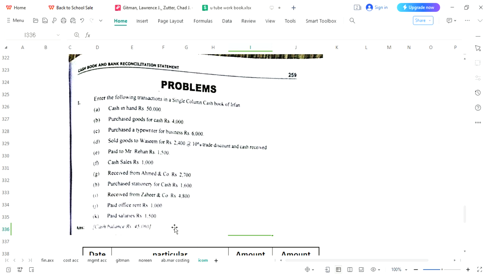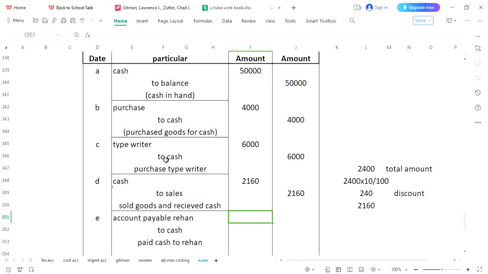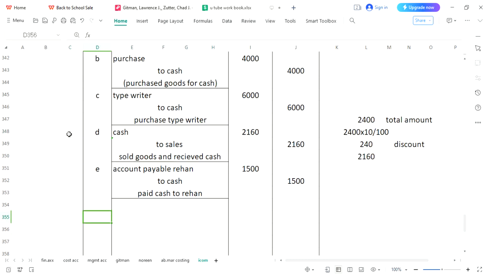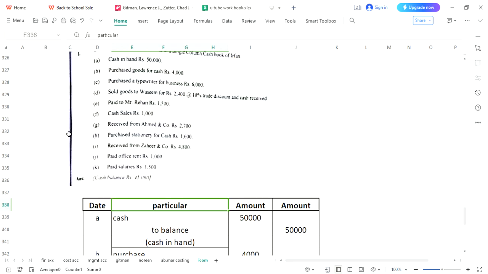Let's check it out. How much amount has been paid to Rehan? 1500. So you will put 1500 on debit side and the same 1500 would be written on credit side. Entry has been completed and we are shutting it down by putting an ending line. After E, we will see what F entry is saying to us.